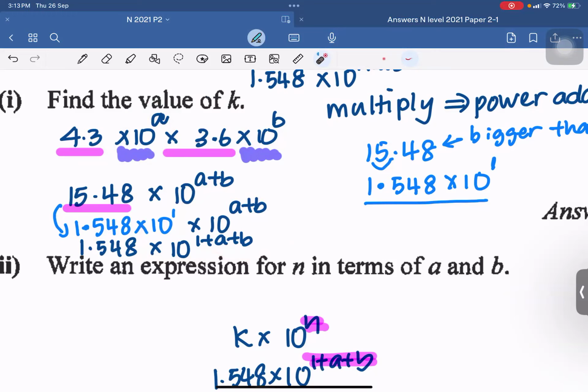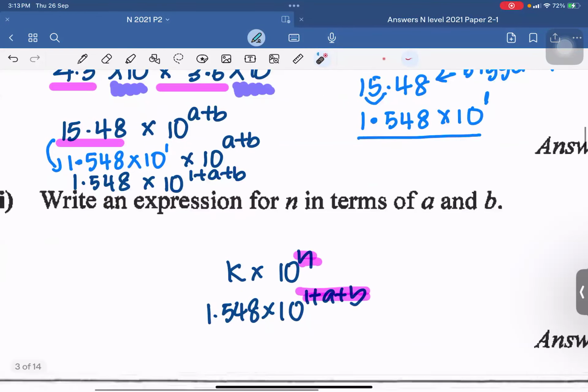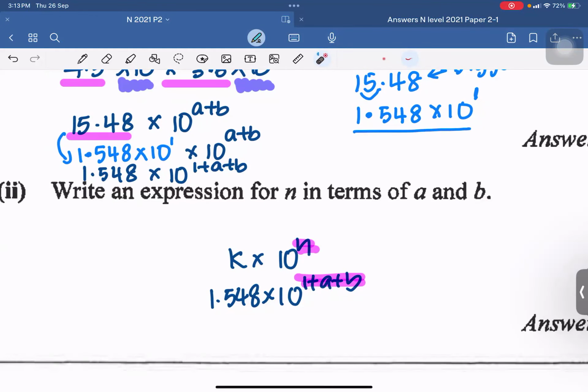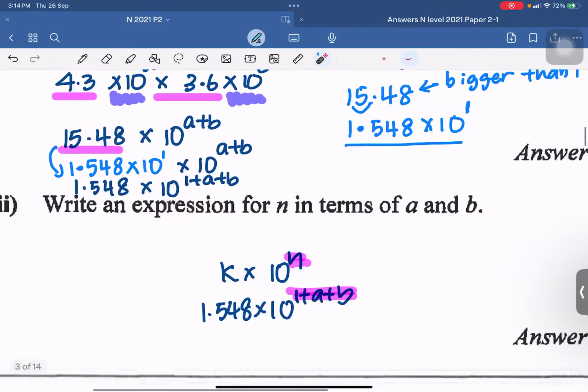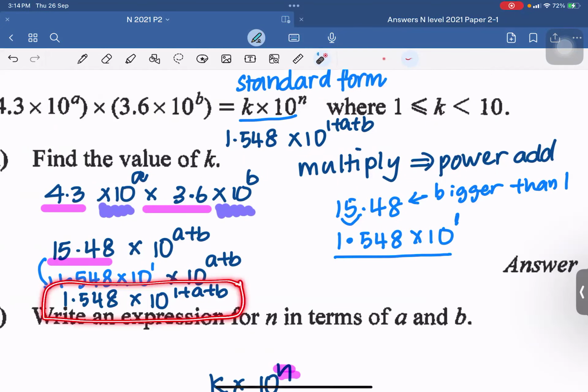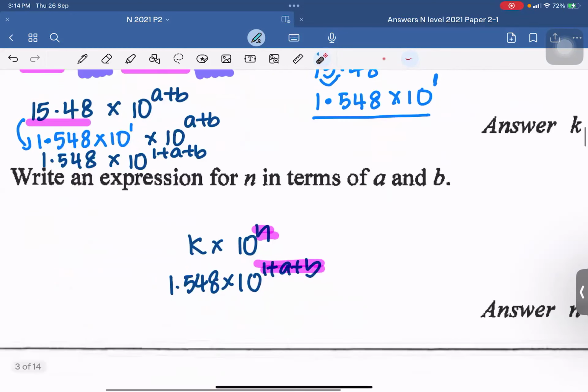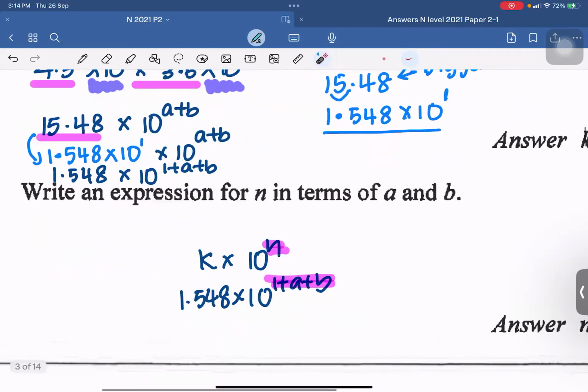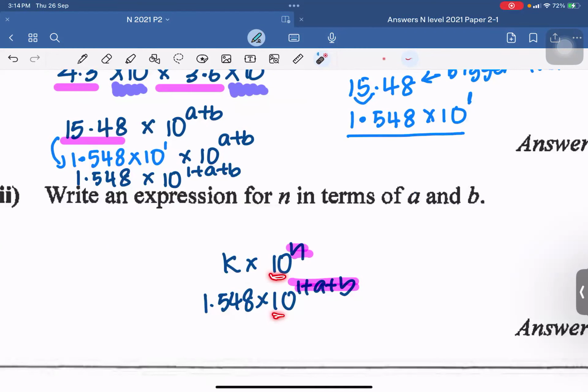And b part 2, is it? b part 1 or b part 2? So I compare this. So this whole thing is my answer, right? For the value in standard form. So it means this one is the same as k times 10 to the power n. So if k times 10 to the power n is written this way, then you check k is the number, 10 is the 10, so n will be the power 1 plus a plus b, the power for the 10, which is this answer.